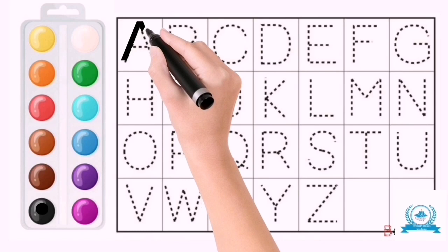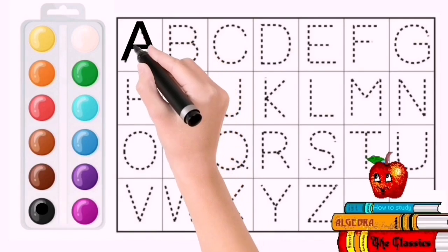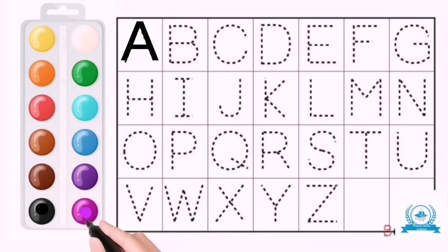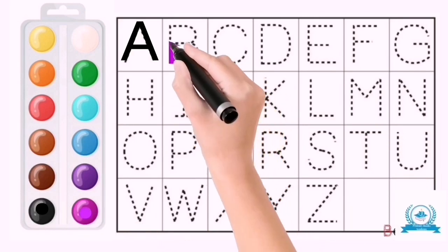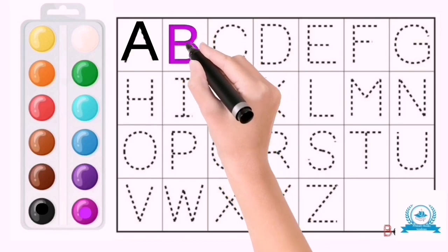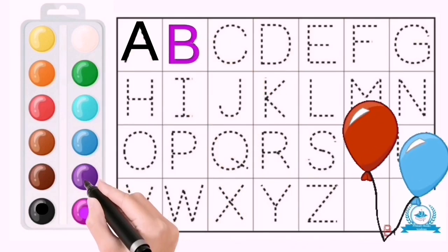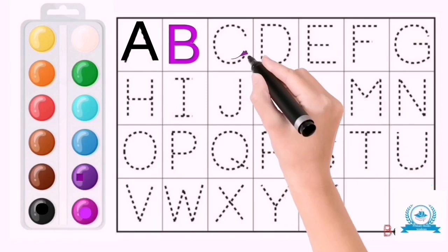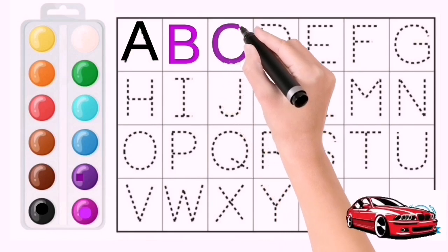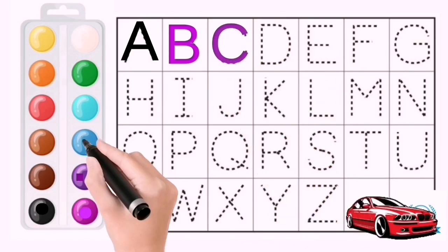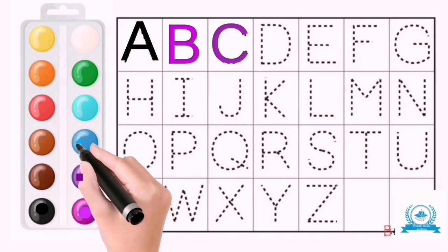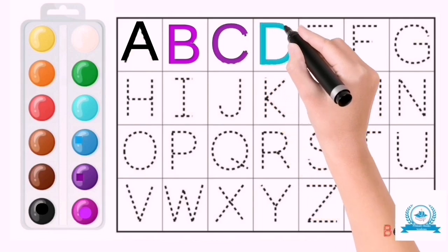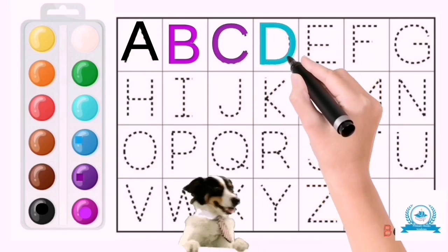A. A is for apple. B. B is for balloon. C. C is for car. D. D is for dog.